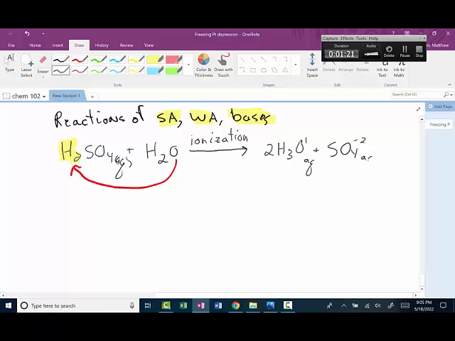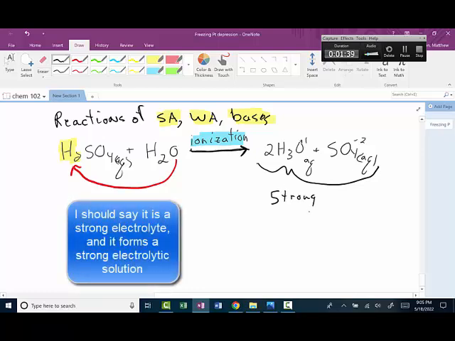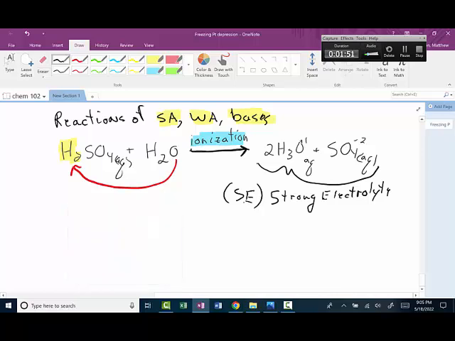So this is a reaction. Two things are reacting together. It's called ionization once again, and we form a strong electrolyte. These are ions. It's a 100% reaction. That's what a one-way arrow means, and it's going to form a strong electrolyte, which I abbreviate in the homework SE, strong electrolyte. Okay? That's all there is to it. All your strong acids do this, every single one of them.